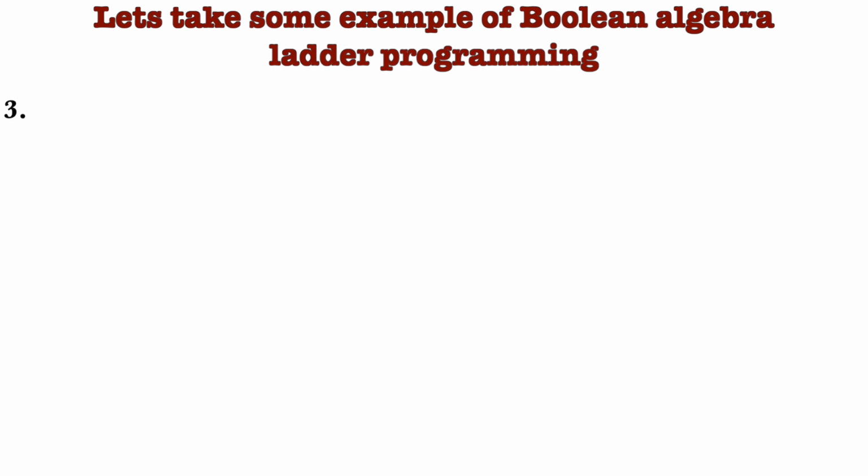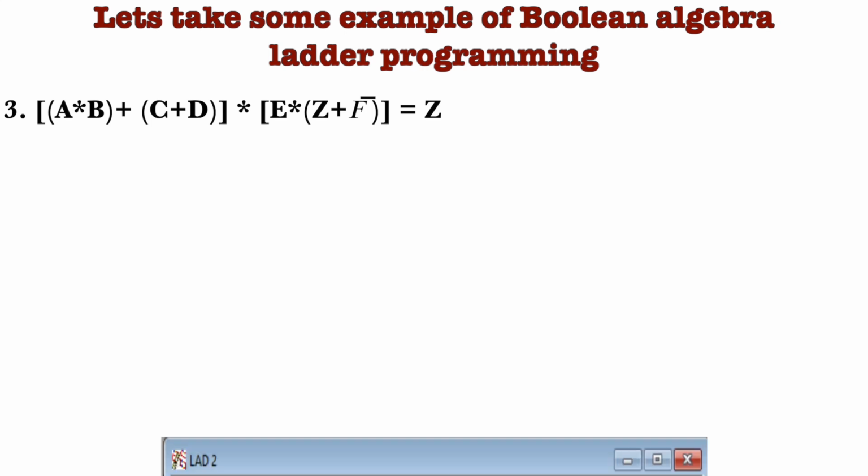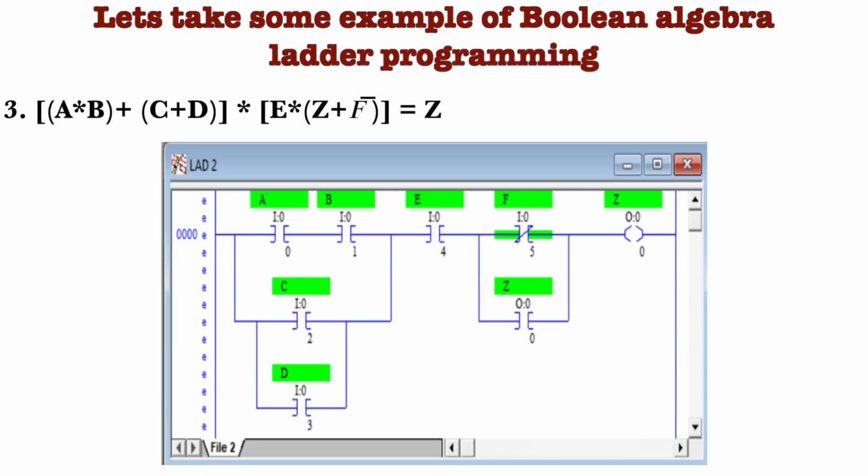Now next, A dot B plus C dot D, multiplied with E dot Z plus F bar equal to Z. Here you can see we have 7 inputs, but Z is used twice. Z is in the output also and Z is in the input also. So let's consider A dot B. We have connected A and B switch in series, in parallel with C and D switch.